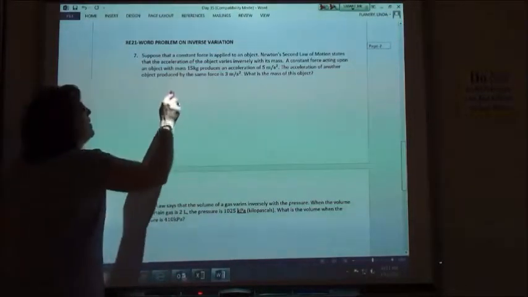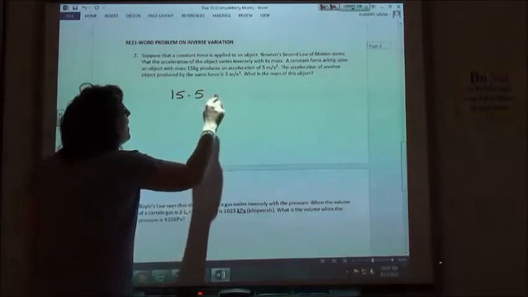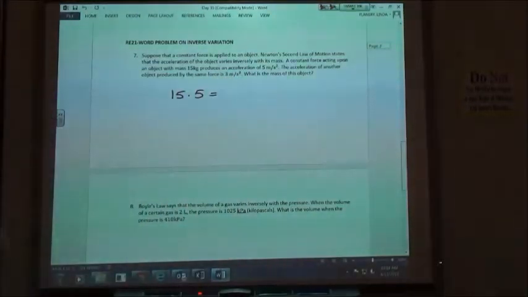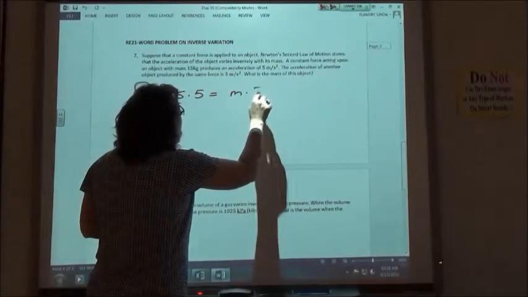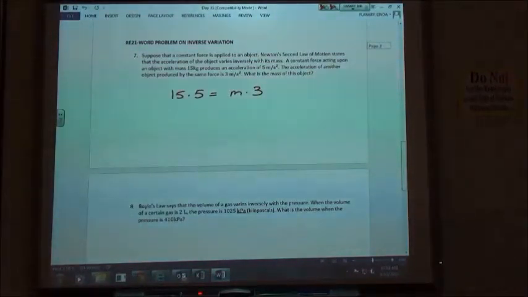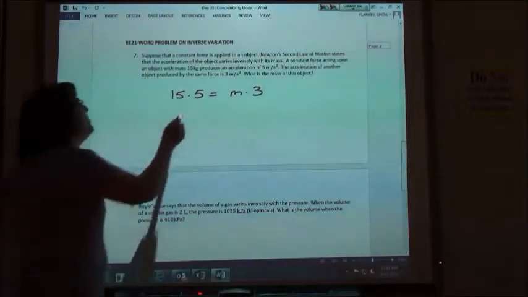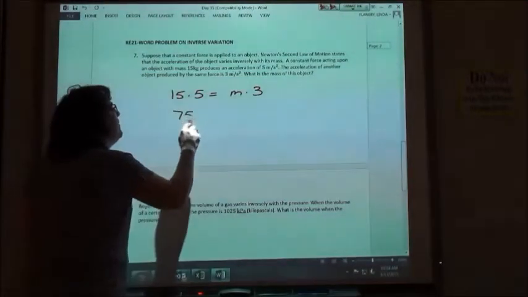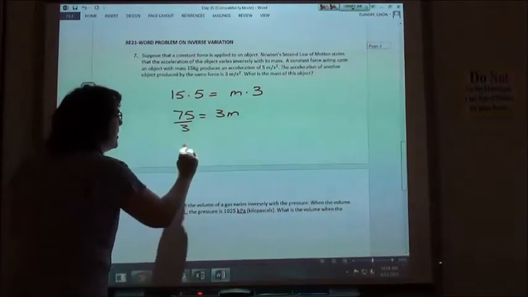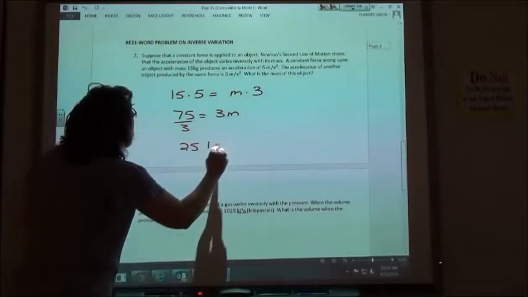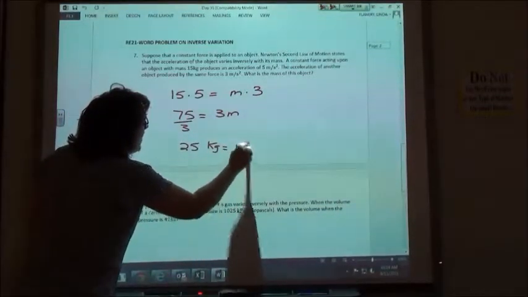So I'm going to take 15 times 5, that's the given, and we want to know what is the mass if it's 3. So the mass times 3, or 3 times the mass, whichever way you want to write it down. But I'm just multiplying the things that go together instead of dividing the things that go together. So 15 times 5 would give me 75 equals 3m. And if I divide by 3, 25 kilograms is going to be my mass then.